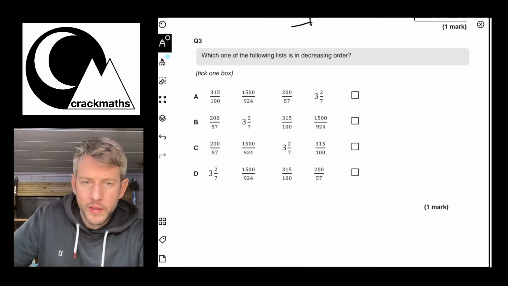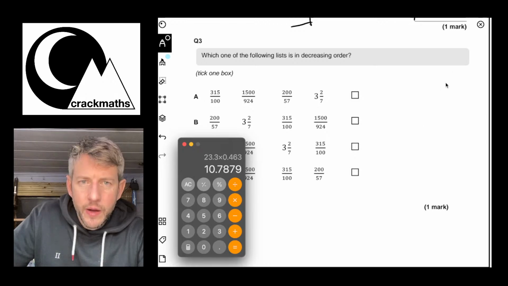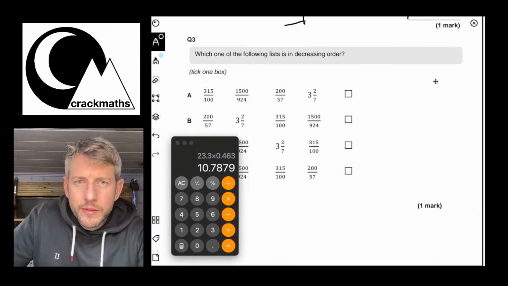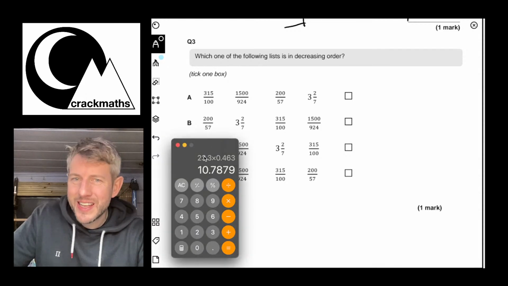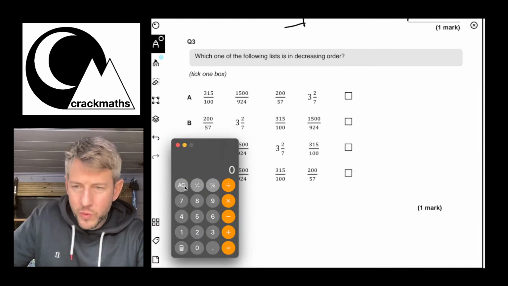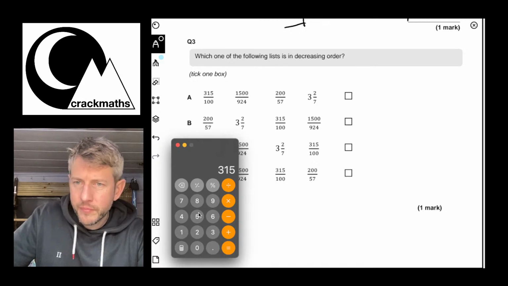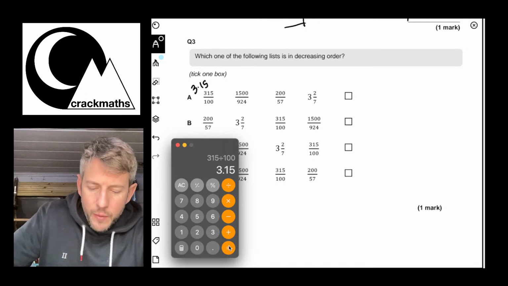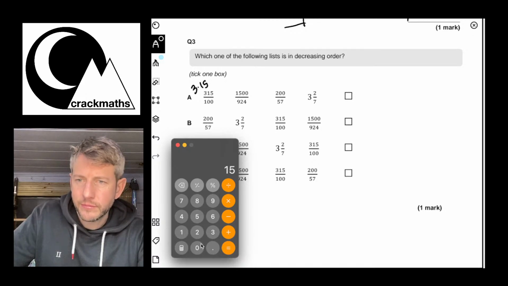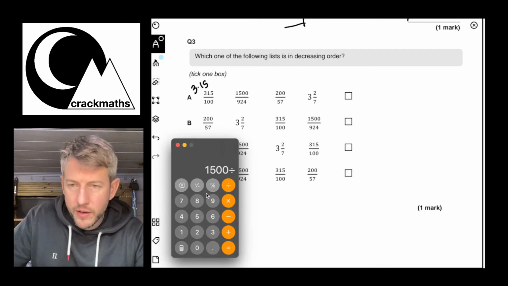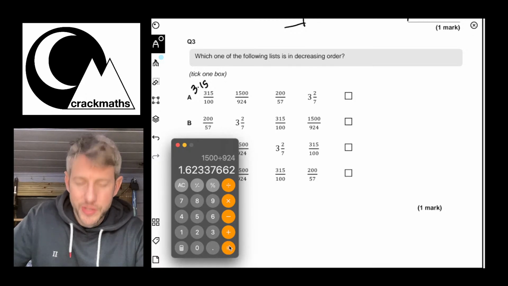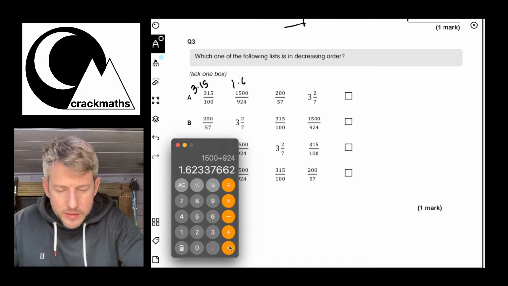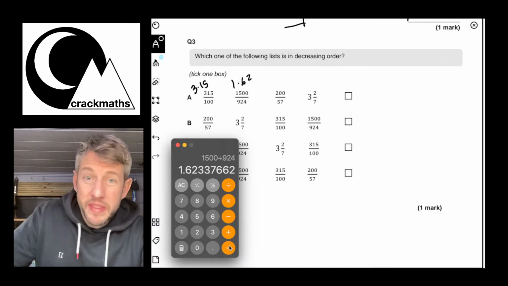Okay, so where's my calculator? So here we go. Right, so let's just work all of these out as decimals. So the first one, we've got 315 over 100. Okay, so this one here is 3.15. Then we've got 1,500 divided by 924, which is 1.62. I don't think it's going to need to be that accurate.